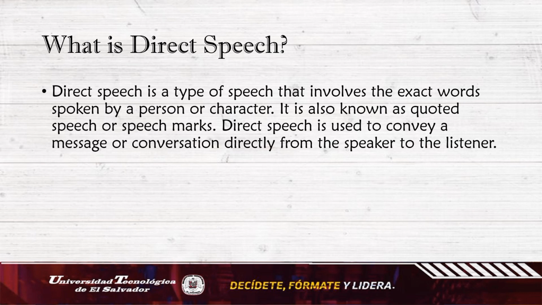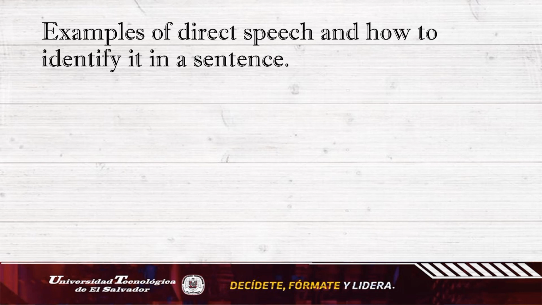Direct speech is a type of speech that involves the exact words spoken by a person or character. It is also known as quoted speech or speech marks. Direct speech is used to convey a message or conversation directly from the speaker to the listener. Examples of direct speech and how to identify it in a sentence.